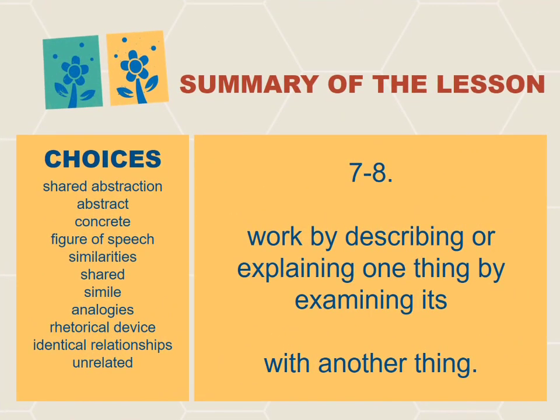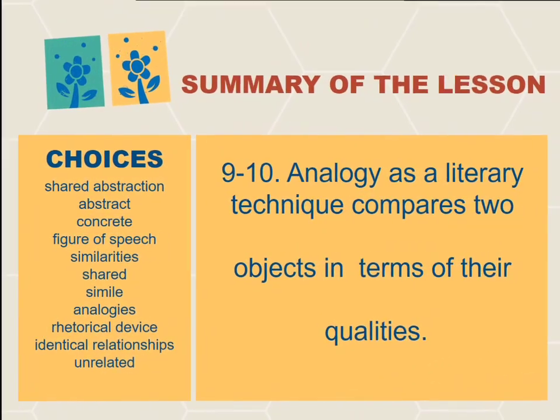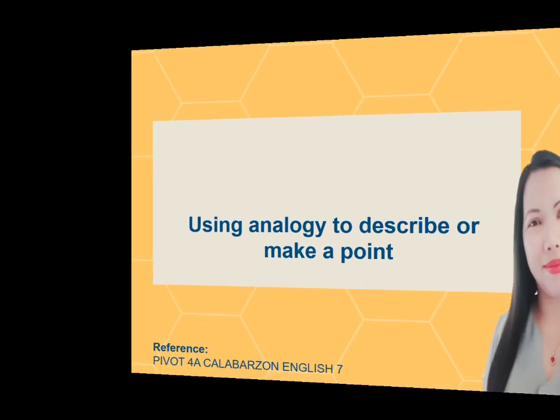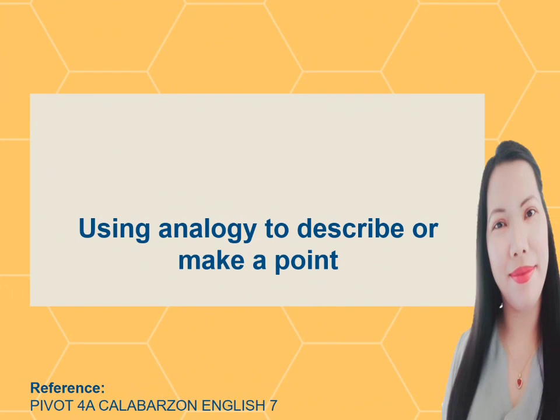Numbers 7 to 8. Analogies work by describing or explaining one thing by examining its similarities with another thing. Numbers 9 to 10. Analogy as a literary technique compares two unrelated objects in terms of their shared qualities. This ends our lesson on using analogy to describe or make a point.